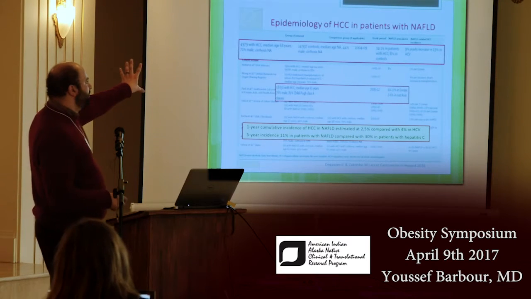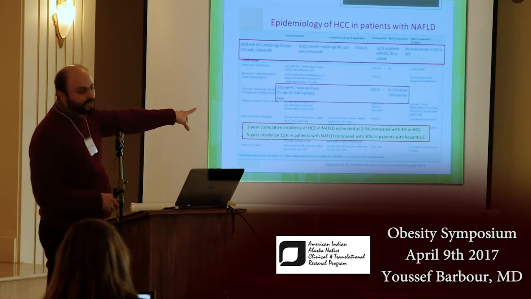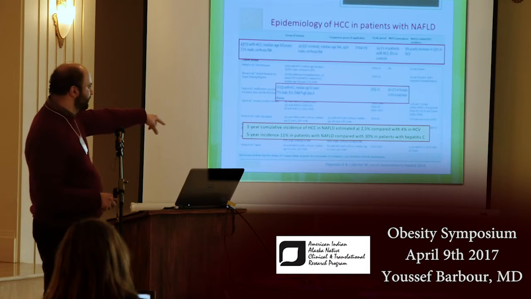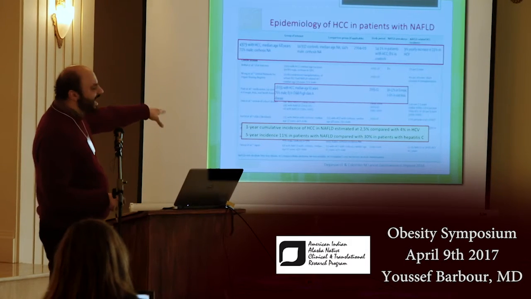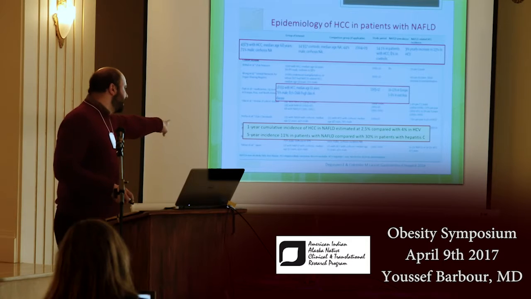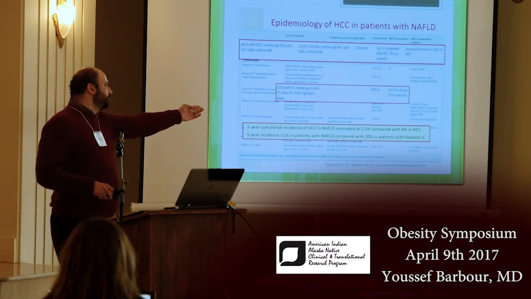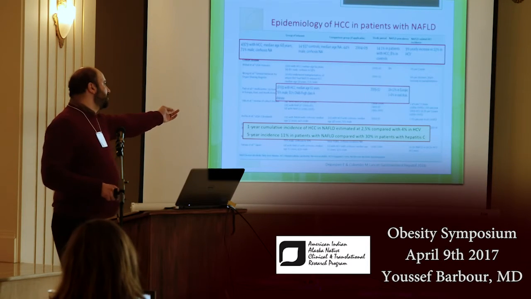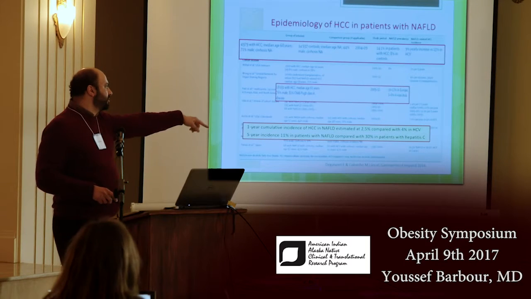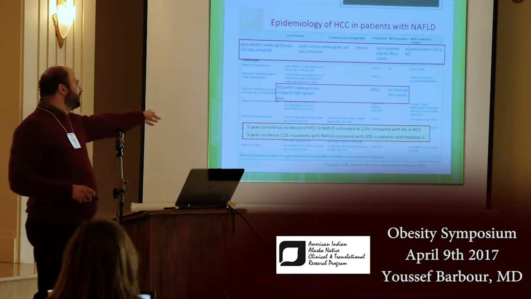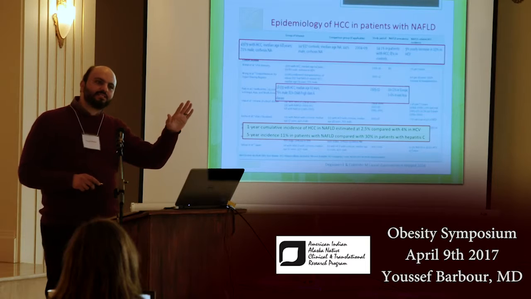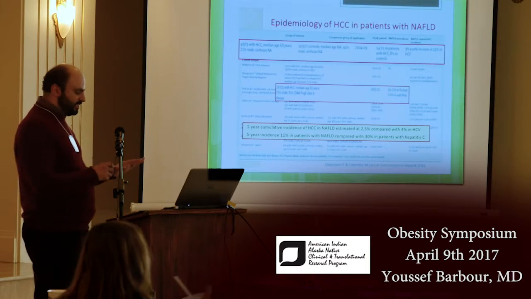Now, this is just to compare hepatocellular carcinoma with hepatitis C, which is another risk for cancer. It is not as high. It's just in this yellow square. It's about 2.5% one-year cumulative incidence versus 4%, and at 5 years, about 11% versus 30%. It's not as risky as hepatitis C, but it is there.